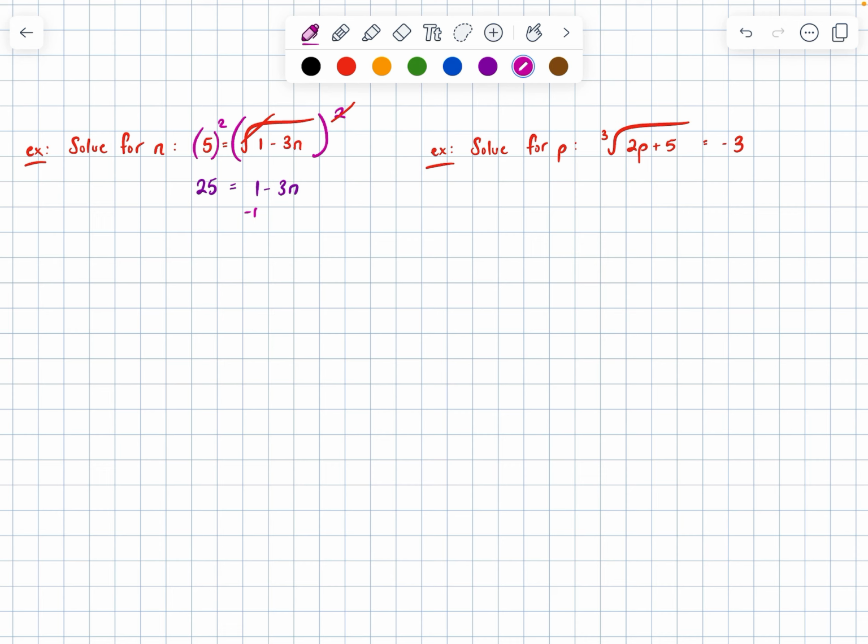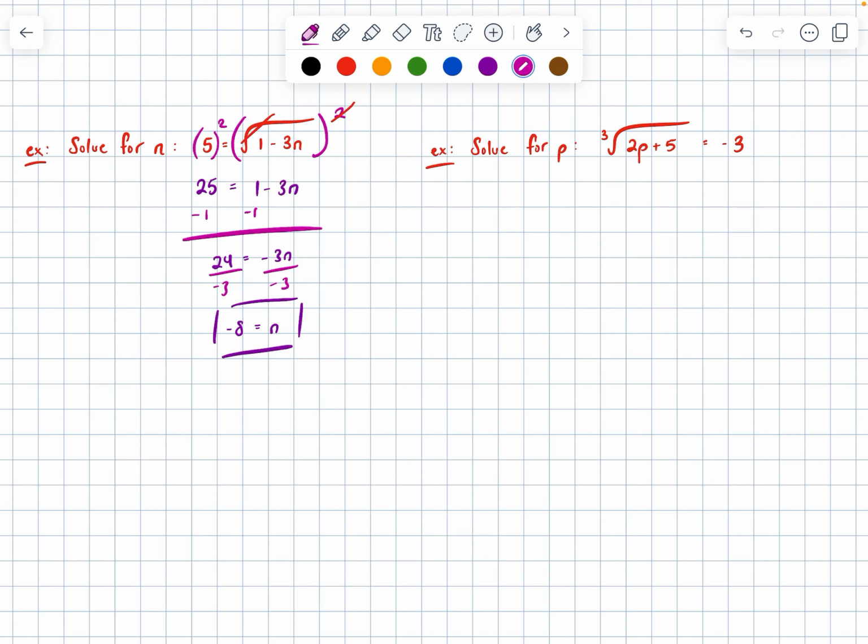Now that I've gotten rid of the radical, I can now isolate n as normal. Subtract 1 from both sides. This leaves me with 24 equals negative 3n. Divide both sides by 3 to get n by itself. Here we know that 24 divided by negative 3 would be negative 8.